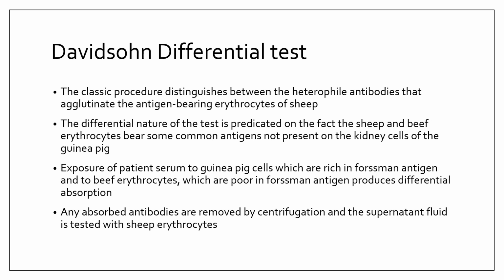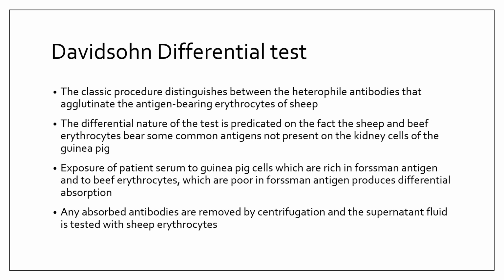The differential nature of this test is predicated on the fact that sheep and beef erythrocytes bear some common antigens not present on kidney cells of the guinea pig. Exposure of patient serum to guinea pig cells, which are rich in Forssman antigen, and beef erythrocytes, which are poor in Forssman antigen, produces differential absorption.